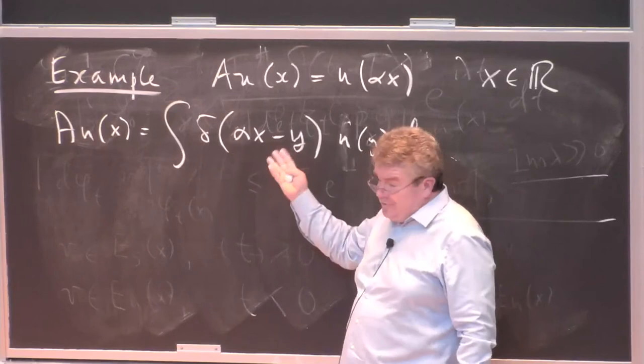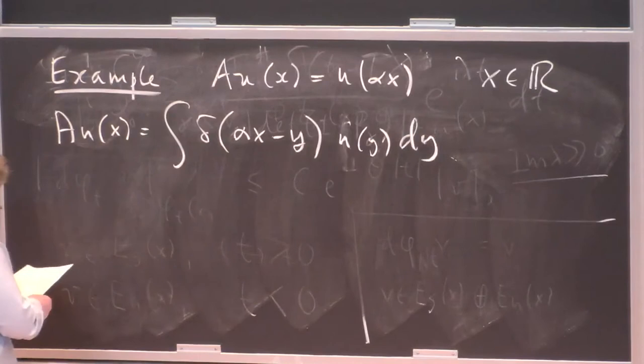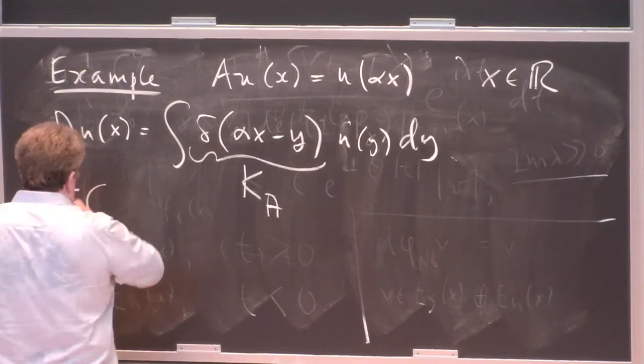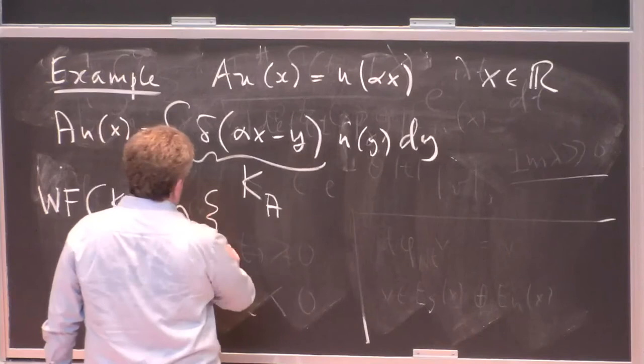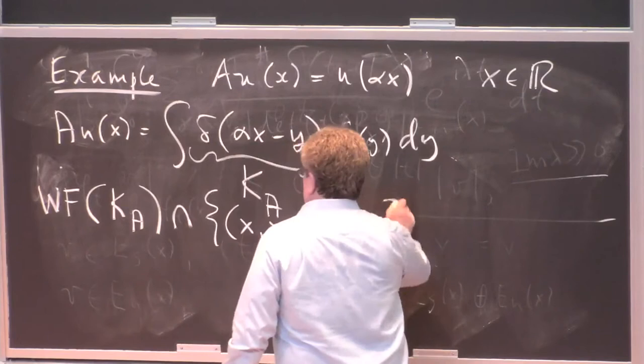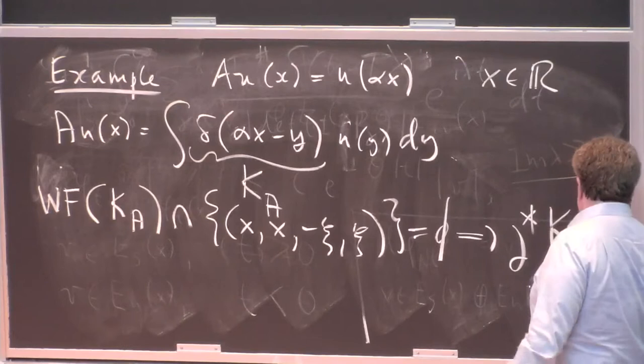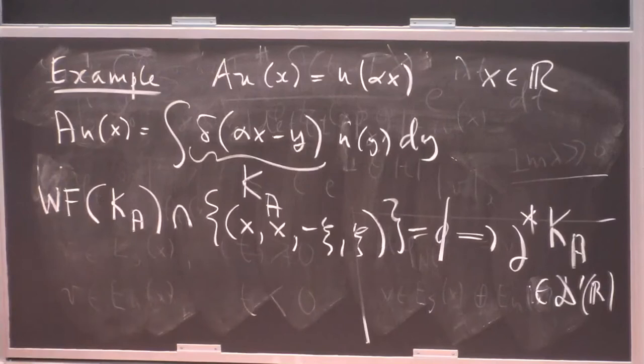So this means that we need a condition. And the condition is, if I call this the kernel, just like over there, K_A, kernel of my operator A, then the condition is that the wavefront set of K_A intersected with a conormal bundle of the diagonal has to be equal to empty. This implies that J star K_A is a distribution on, in this case, R. So I don't have t here for simplicity. And that condition is enough to restrict to the diagonal. But when alpha is equal to 1, you can't do that.